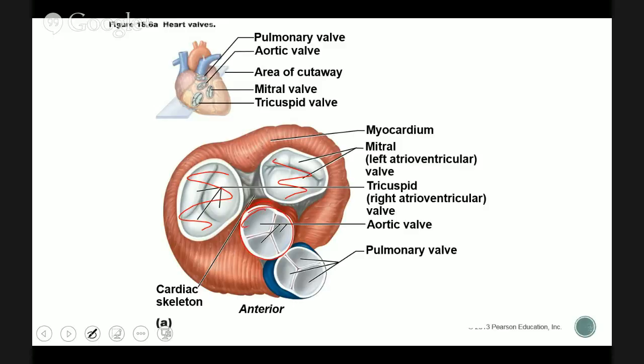We've got this valve right here. This is the aortic valve. This is going to open toward us. This is going to distribute blood through the aorta. And then we have the pulmonary valve. Blood that's passing through here is going to be passing through the pulmonary trunk and then going to the lungs for reoxygenation.